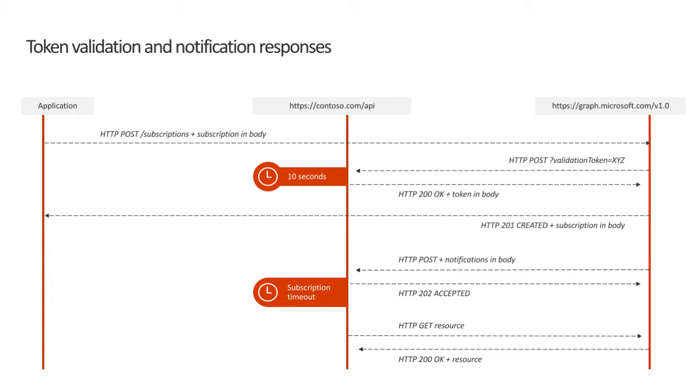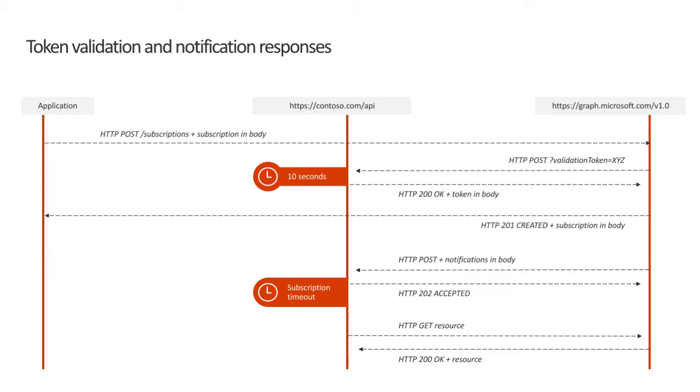Let's look at this in action. My application is first going to send an HTTP post to the Microsoft Graph endpoint at graph.microsoft.com/v1/subscriptions. And then in step 2, Microsoft is going to send an HTTP post to the URL with a query string value of validation token equals something.